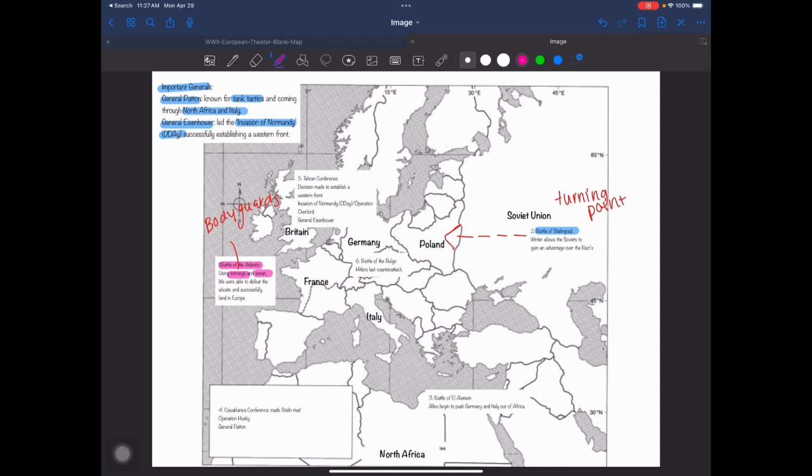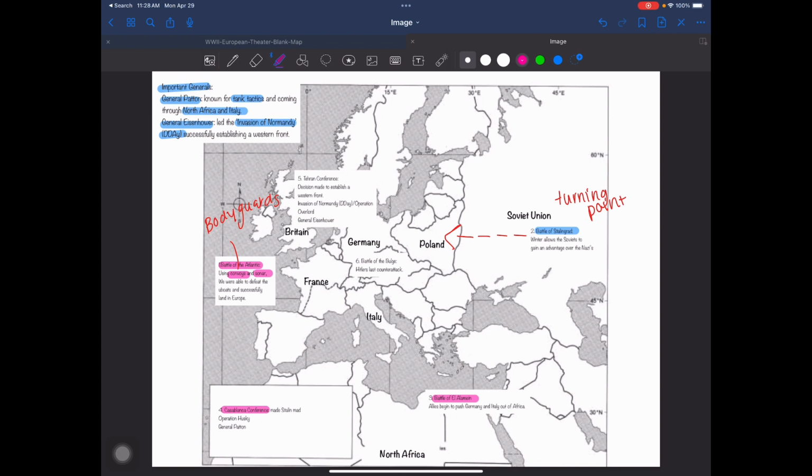Another important battle, jumping down here through that North Africa campaign, is the Battle of El Alamein. And this is going to be, again, where we are successfully pushing out the Axis powers from that territory they had gained throughout North Africa. And at a conference known as, and I'm probably butchering it, the Casablanca Conference, Stalin is going to get mad. And part of the reason he's going to be mad is because he was not able to attend this conference.